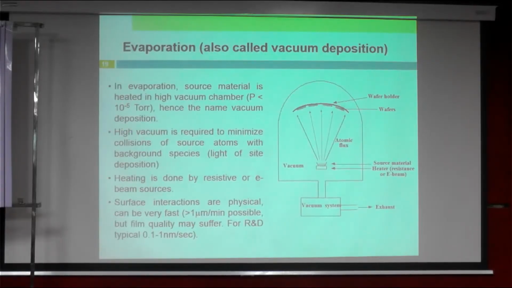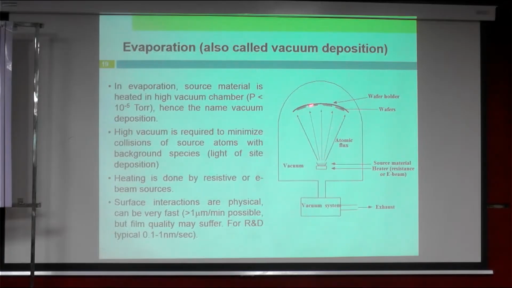And we have talked about evaporation. This is a schematic of a chamber for evaporation. So it's a very simple kind of setup for evaporation. The chamber is a vacuum chamber. You have your boat here with heater. So the source material will be put here. Then you heat up this material until it evaporates.